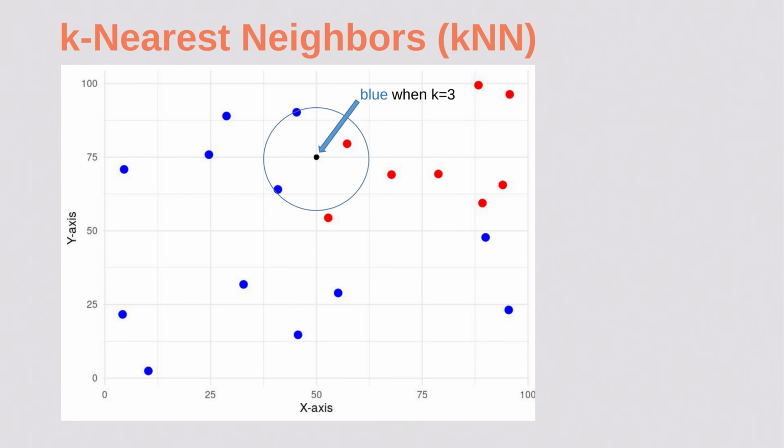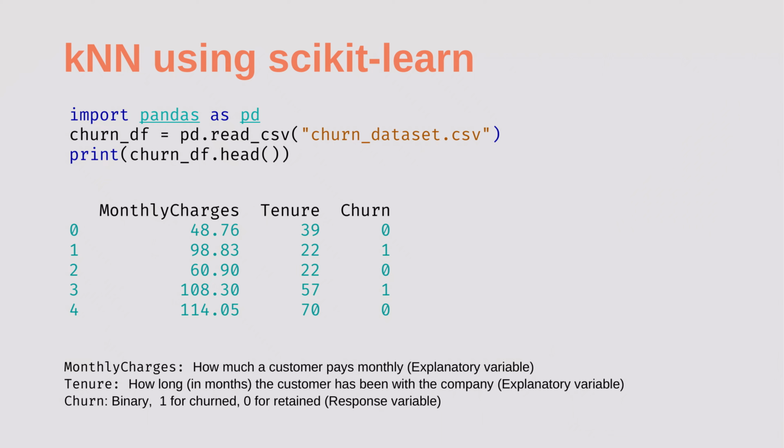Let's look at the scatter plot. To classify the black data point, if k equals 3 and the 2 nearest neighbors are blue, it will be classified as blue. But if k equals 5 and 3 of those 5 neighbors are red, then the point would be classified as red instead. Let's get started with implementing k-nearest neighbors using scikit-learn.